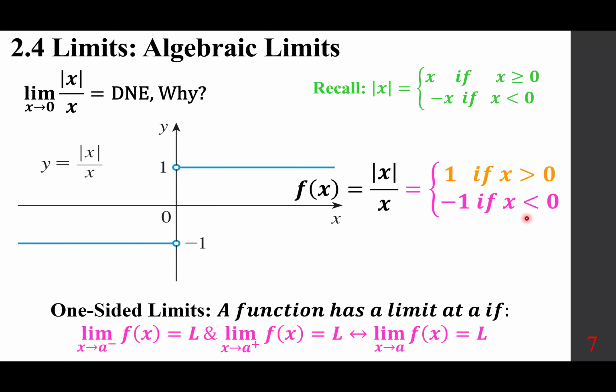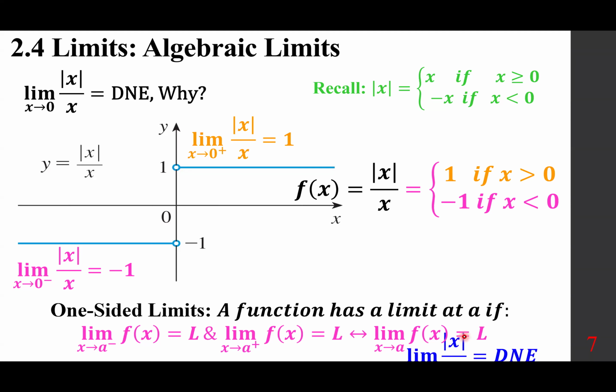And so if you look at the limit of this function as x approaches 0 from the left, that means you have to look at this bottom piece, and the answer is -1. However, the limit of absolute value of x over x as x approaches 0 from the right, you look at this piece, and the answer is 1. These two are different. One-sided limits must be identical for the limit to exist. They are not, so the limit of absolute value of x over x does not exist. The one-sided limits are not the same.